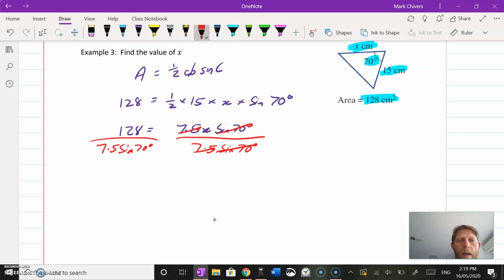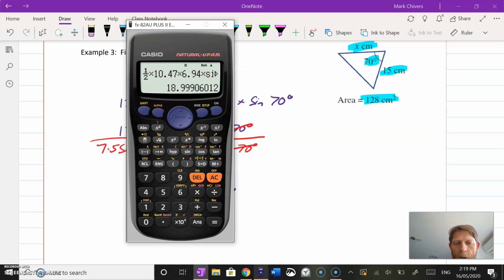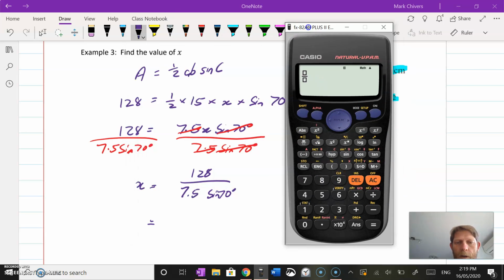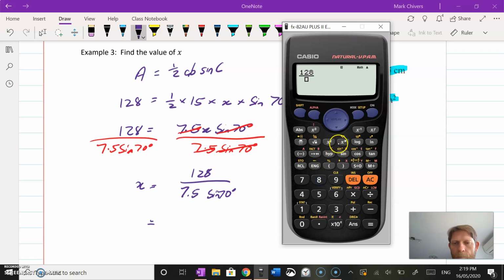So that's how I'll do that. I'm going to end up with, I'll switch sides here, x equals 128 divided by 7.5 sine 70 degrees. And I can put all of that into my calculator as a fraction. 128 over 7.5 times sine 70 degrees. And that's going to give me 18.16.